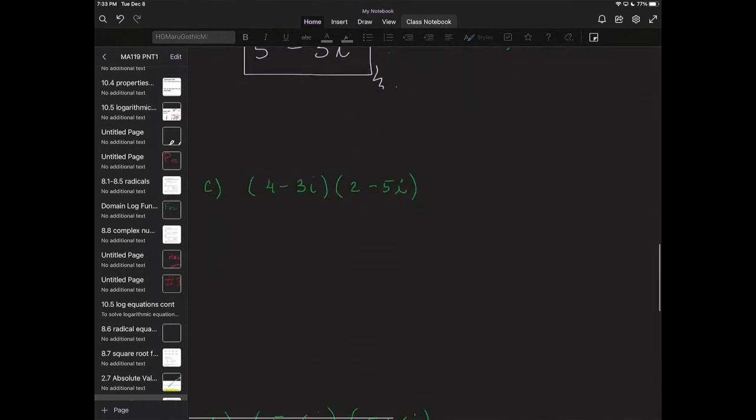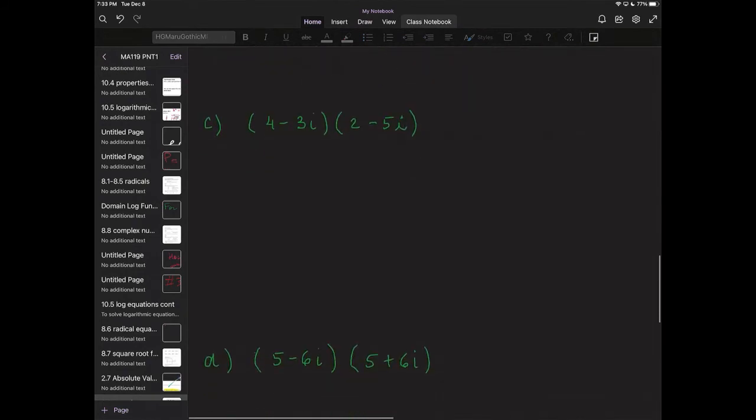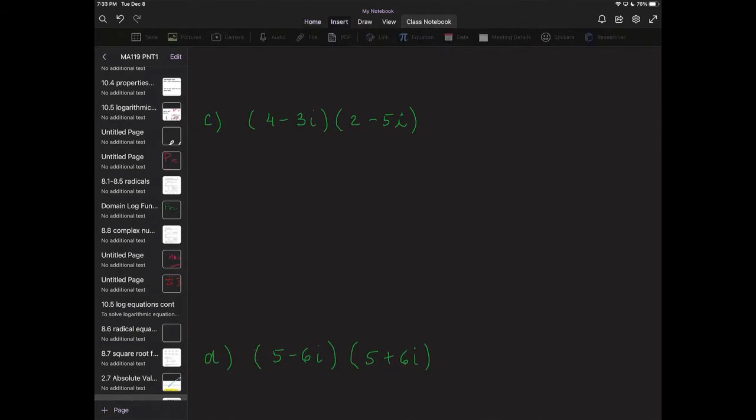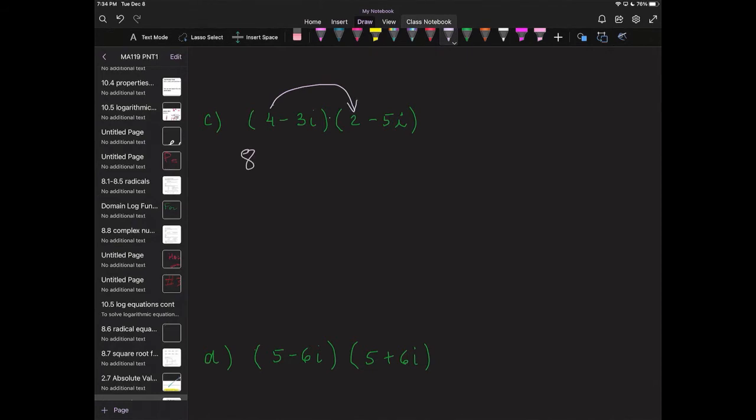For the multiplication, again, similar to polynomials, first apply the distributive property, right? So here we have two complex numbers in the multiplication. We're going to multiply the complex number 4 minus 3i times the complex number 2 minus 5i. So first let's distribute. We multiply 4 and 2, so the result is 8. We multiply 4 and negative 5i, so negative 20i.